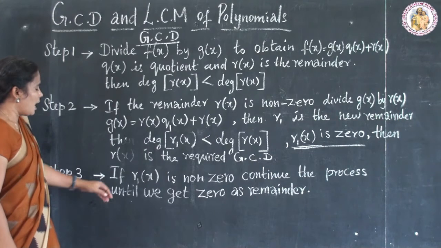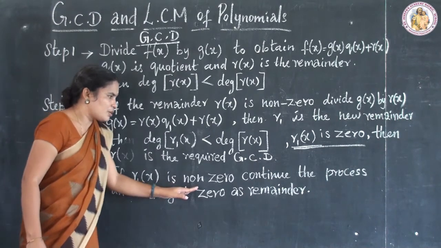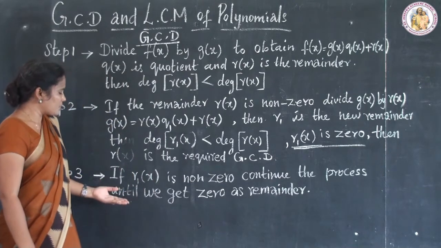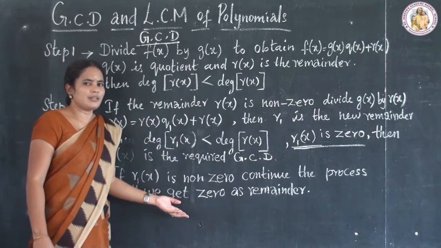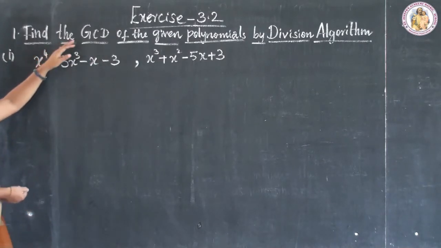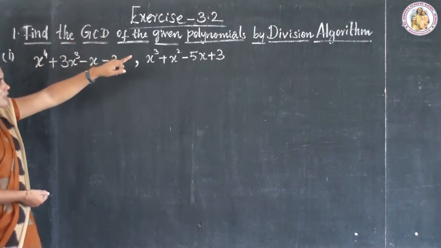Step 3: If r1 of x is non-zero, continue the process till you get 0. You have to continue the process until you get 0 as a remainder. Now let us move on to exercise 3.2. Find the GCD of the given polynomials by division algorithm.